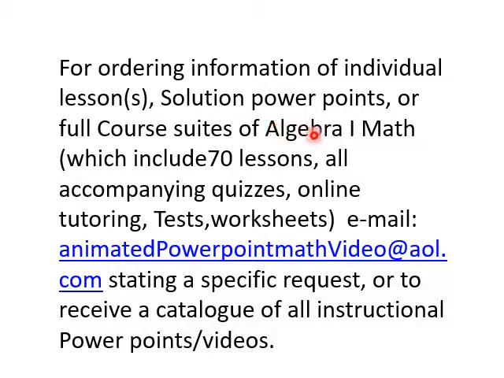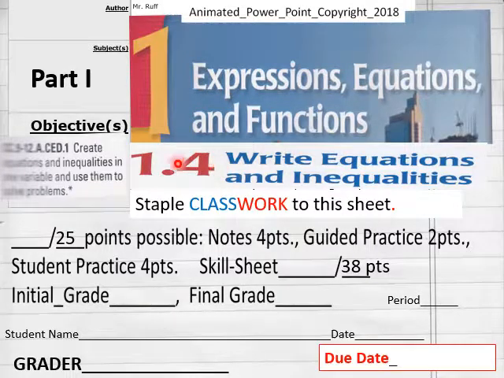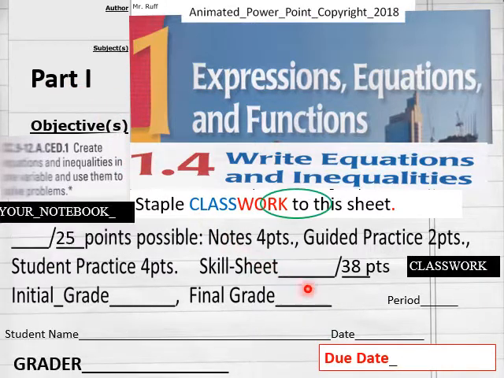Lesson 1.4 is Equations and Inequalities, Part 1. If you need Part 2, email me here in worksheet. So 1.4, write equations and inequalities. Here is our standard here. It is Part 1. And we have a 38-point skill sheet for the classwork, and then a 25-point note-taking guide, which is pretty healthy note-taking.